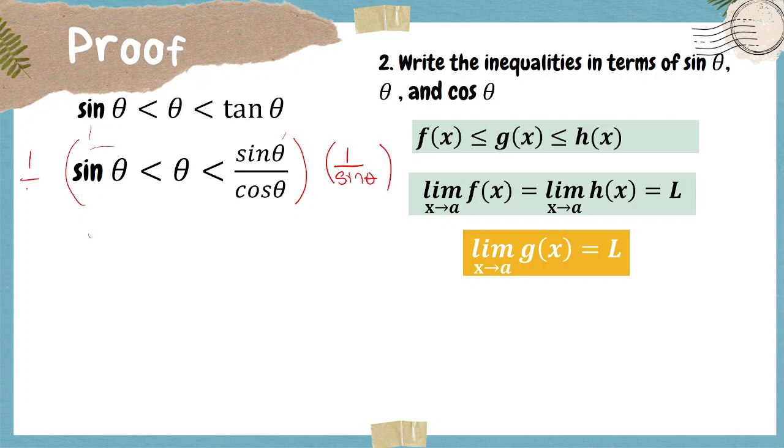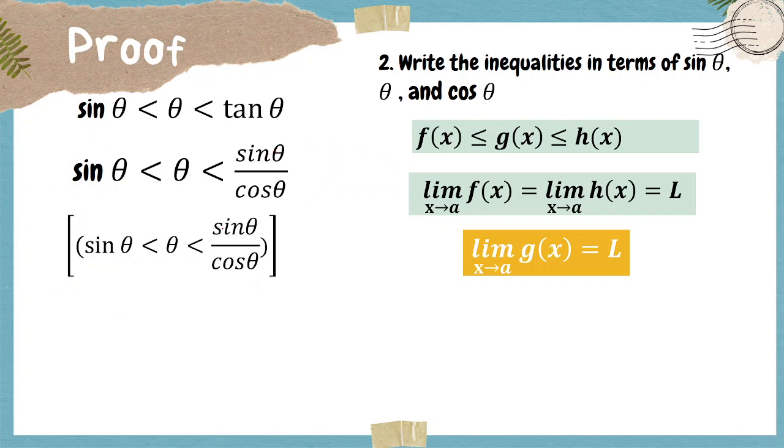Because multiplying 1 over sin theta to both sides of the inequality would get us sin theta over sin theta less than theta over sin theta and less than, we can cancel sin theta, no? The 1 over sin theta times 1 over cosine theta becomes just 1 over cosine theta. So at least, this one became 1. We simplified it.